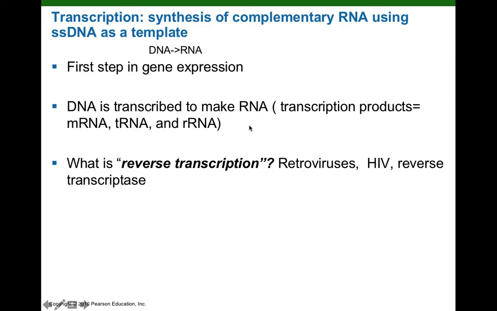Okay, and we'll only be talking about three transcription products, three RNAs: M or messenger RNA, T or transfer RNA, and R or ribosomal RNA. We now know there's many more RNA products, but we'll just be talking about these three.